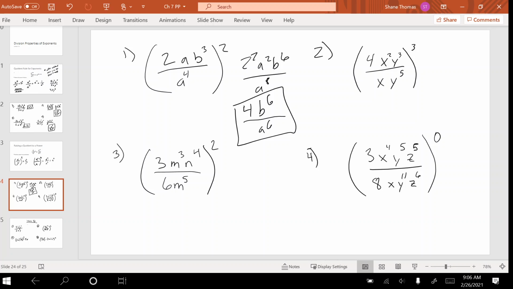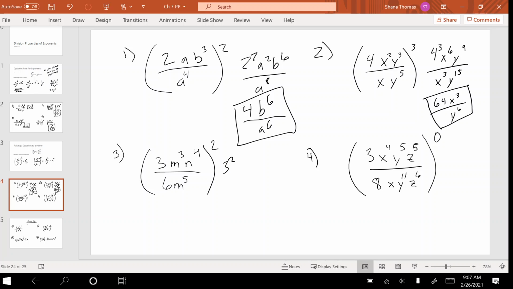2, take a 3 through to everything. So I have 4 to the 3rd, x to the 6th, y to the 9th, over x to the 3rd, y to the 15th. Okay, now 4 to the 3rd is 64. Okay, x's, I have 6 minus 3, which is 3. Okay, y's, I have 9 minus 15, which is negative 6. So that goes on the bottom then to make it a positive 6. That's your answer there.